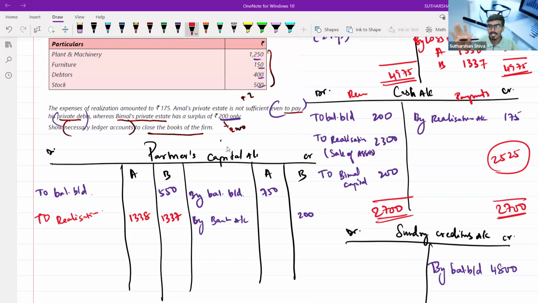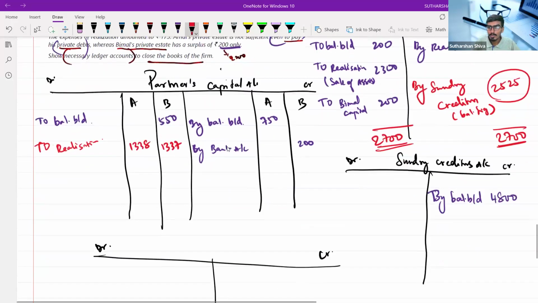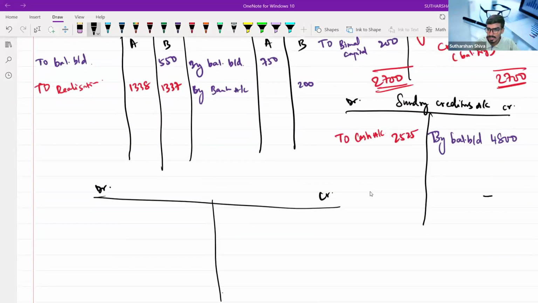So in that case, your 2,525 is nothing but your sundry creditors. That will be your balancing figure. Out of 4,800, only 2,525 I am paying on sundry creditors. So 2,525 is my sundry creditors, so this sundry creditors is to cash account. Okay, now close the sundry creditors account.